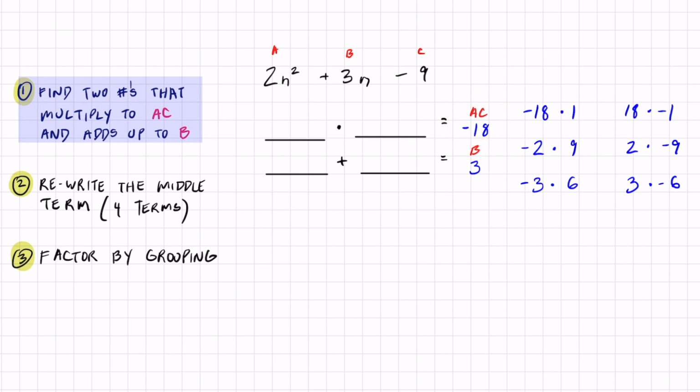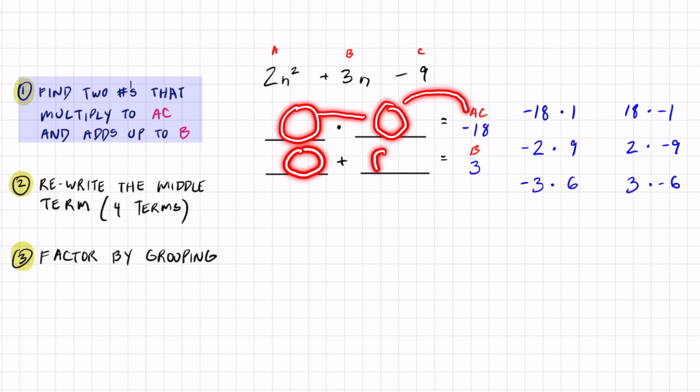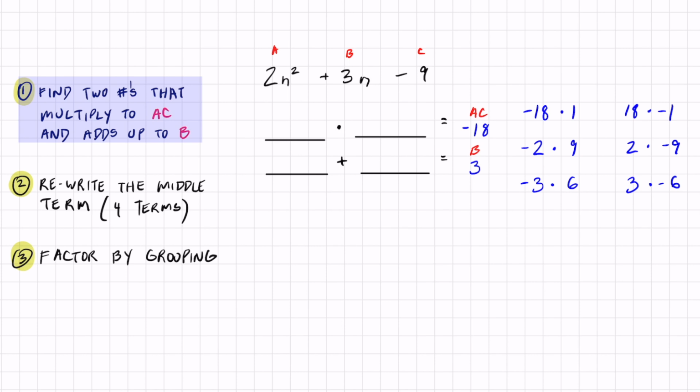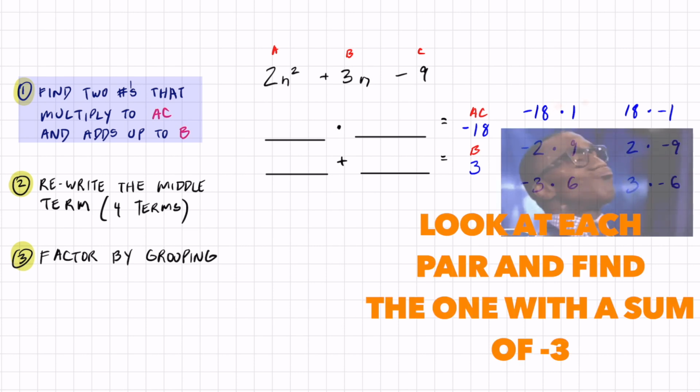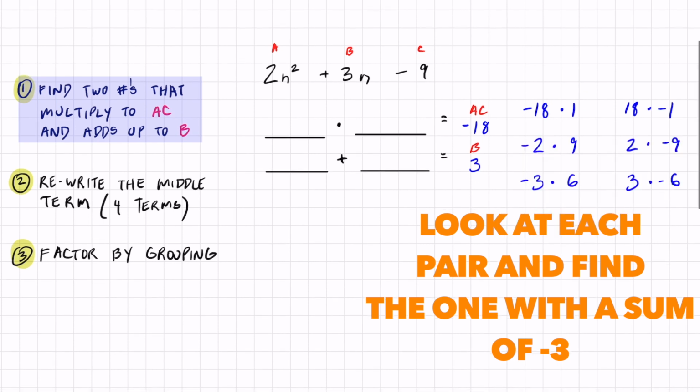In order for this to work, you have to find the right combination of 2 numbers that multiply to negative 18 and the same 2 numbers that satisfy this bottom condition. They gotta add up to 3. So you can go through each one of these. Like if I add negative 18 and 1, that's clearly not gonna get me 3. This one won't add up to 3.